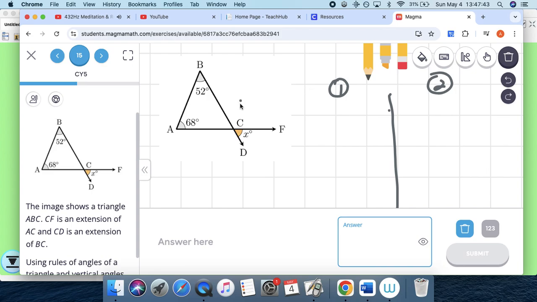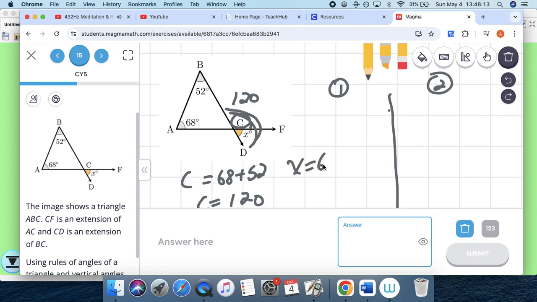If you do the first one, we know that C is equal to 68 plus 52, right? We talked about that exterior angle. This exterior angle here is equal to the sum of the two opposite interior angles. So C equals 120. So this is 120, that's 120. How do we find X? Well, angle C and angle X are supplementary, which makes X equal 60.